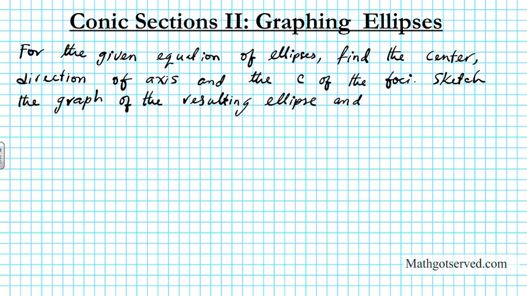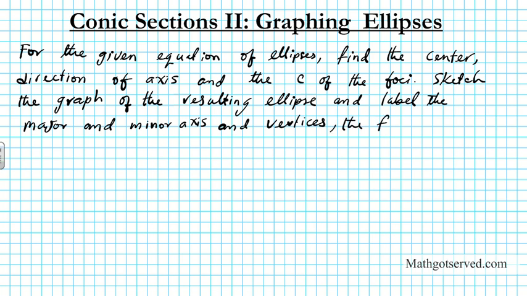and label the major and minor axis, and vertices, the foci, and center. Okay. After doing all this, state the domain and range of your graph. Okay. All right. So let's go ahead and do this.